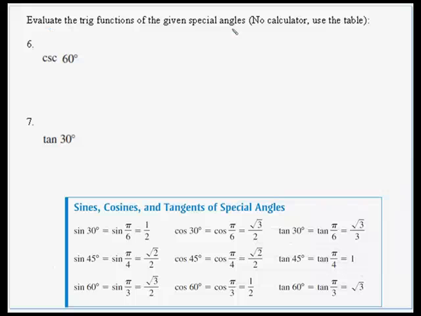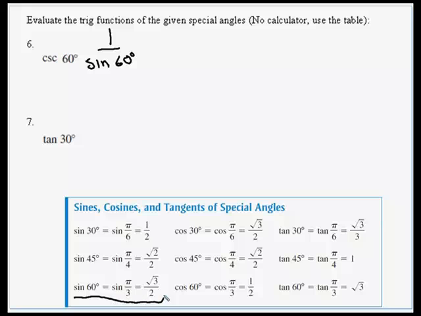Now we're going to evaluate these trig functions given our special angles. Don't use a calculator. Use the table. We want the exact value. We could find this on the calculator and round it off, but that is not the exact value. So here we want the cosecant of 60. If we look on our table, we have 60-degree angles, but there is no cosecant. But we know that cosecant is 1 over sine, the reciprocal of sine. So if we look up the sine of 60 and flip it over, we'll have our answer.